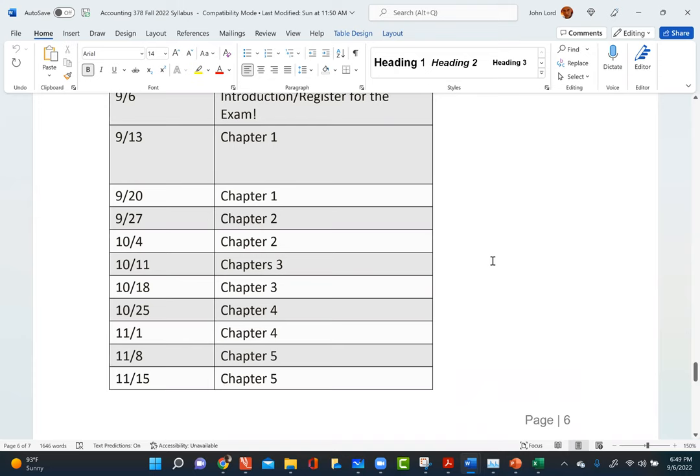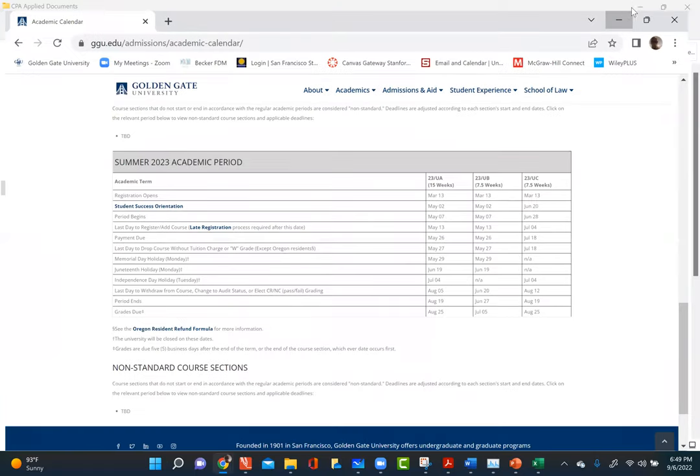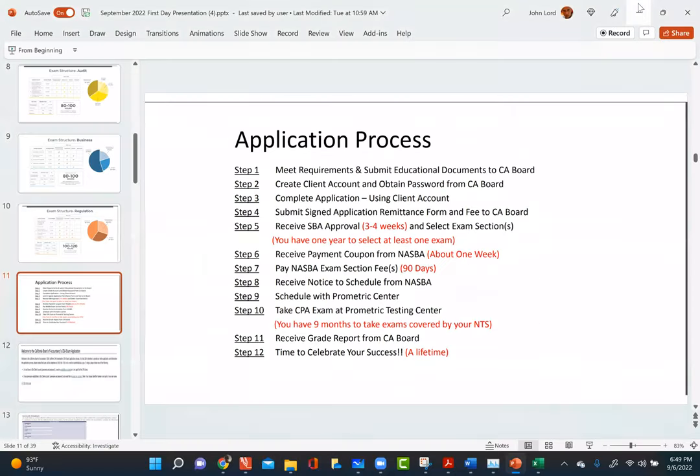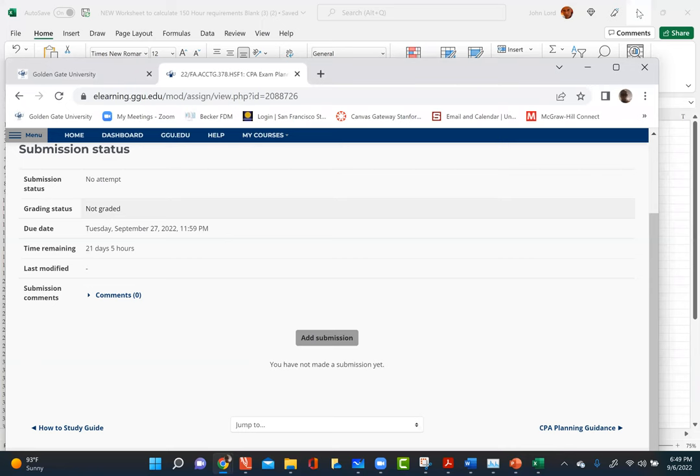Okay, let's do this. I know we're running a little long without a break, but because I think we could probably get out a little bit earlier, I want to look at where you go. I'm assuming there's folks here that haven't registered at all for the exam. Are you all registered already for the exam somehow? No. Okay. So let's go to the State Board of Accountancy.